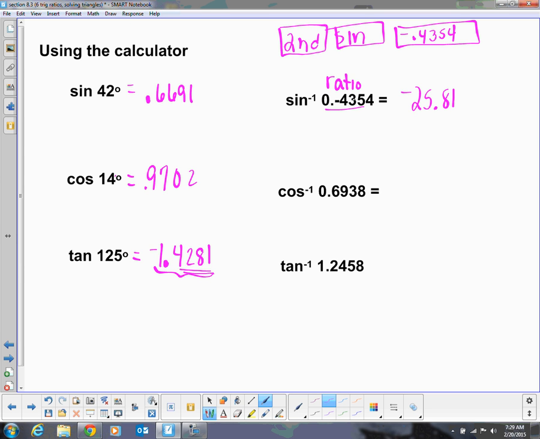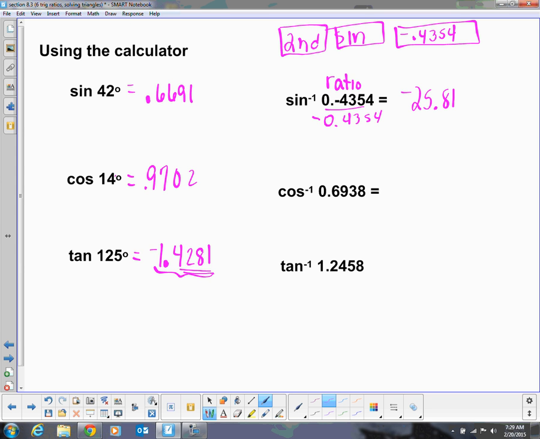So you have sine, so you're going to do second sine. You have to push the shift button. Where's your sine? You're going to do second because, see, it's green. Sine. Okay, make sure. All right, this is bad. It should be negative 0.4354. That's why a lot of you are getting syntax error, because I typed it wrong.